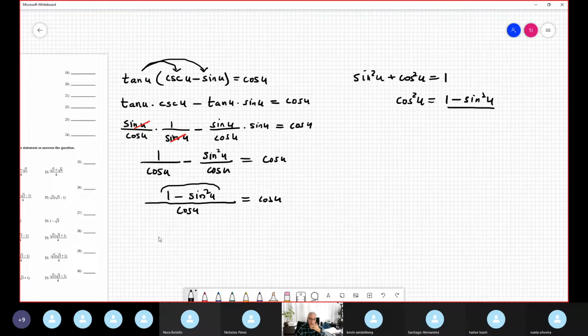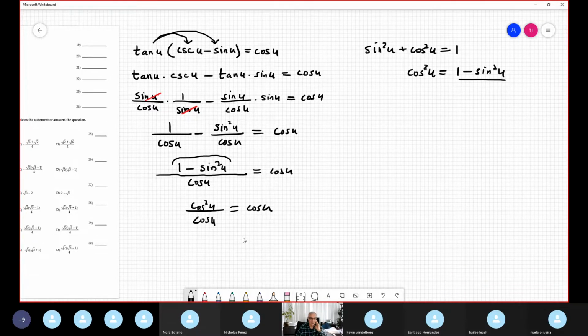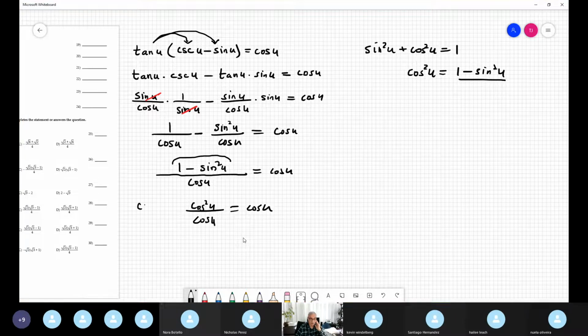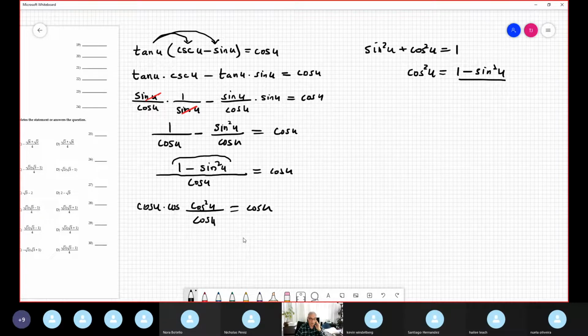And you can replace, no 1 minus sine square anymore. It's cosine square u divided by cosine. Only one cosine. It's obvious that at least one cosine is cancelled. So now it's 2 minus 1 is, cosine square is cosine times cosine, no? And you see that one cosine is cancelled and only one cosine stays alive. So cosine u equal cosine u. Boom. Final answer. Proof.